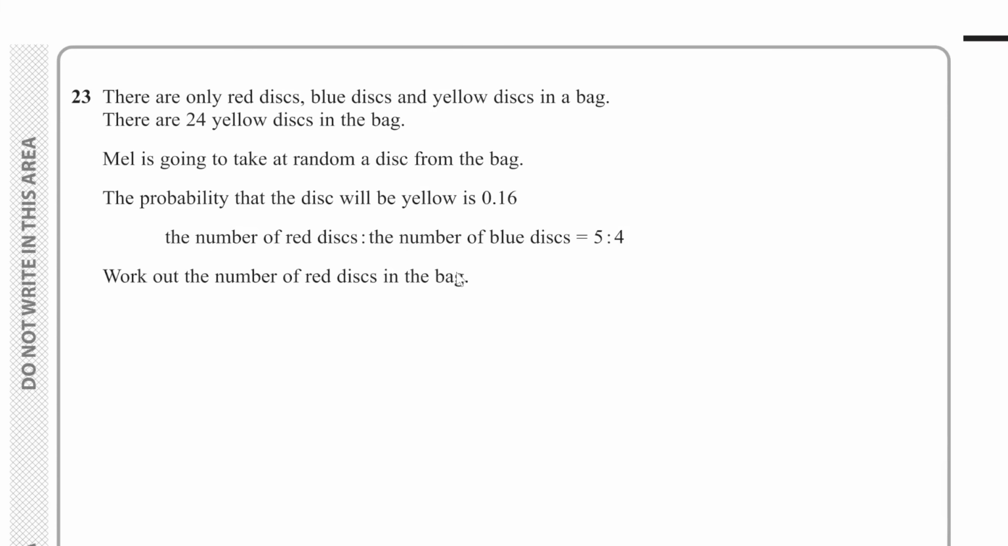Question 23. There are only red discs, blue discs, and yellow discs in a bag. There are 24 yellow. Mel is going to take at random a disc from the bag. The probability the disc is yellow is 0.16. Okay, so 0.16 of the total is 24. 16% of the total is 24.